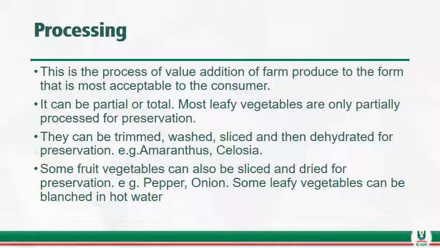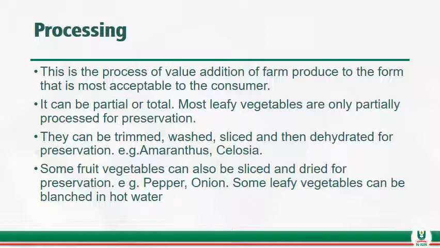They are just trimmed. You trim off the roots and then you wash them and slice them. And in some cases, you can dehydrate them for a longer preservation, like your amaranthus and your celosia. And for the fruit vegetables, you can slice them and dry for preservation, for example, your pepper and your onions.